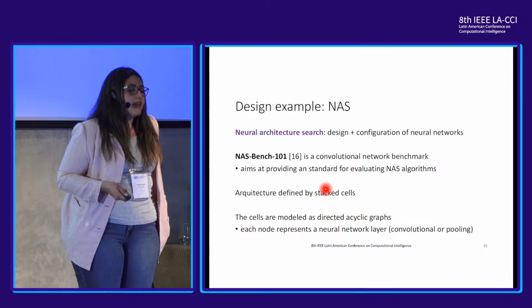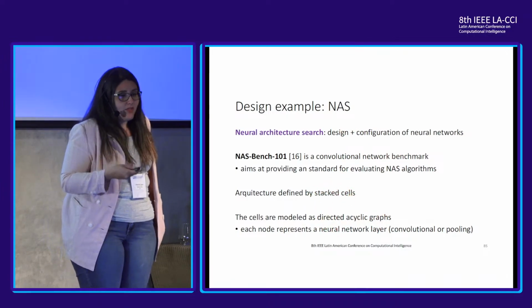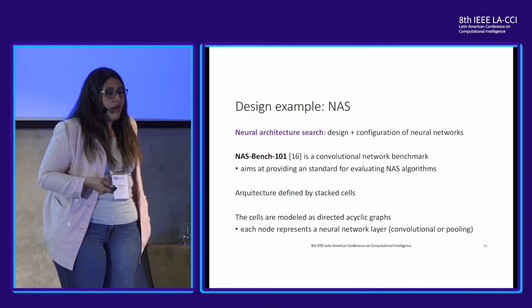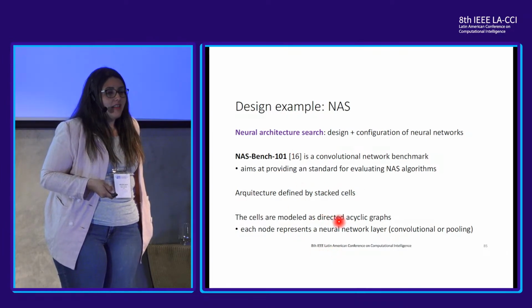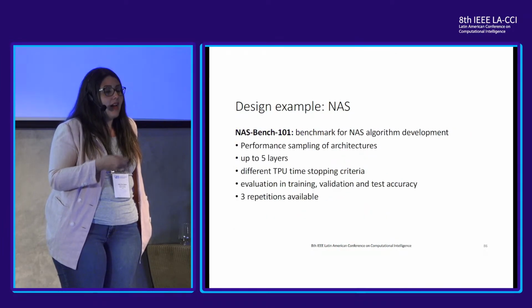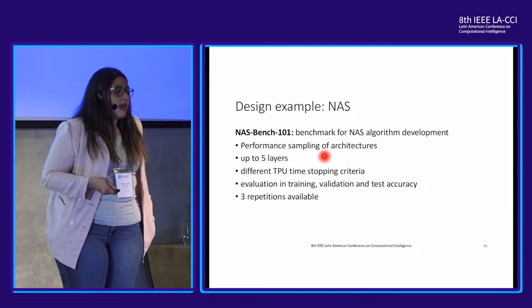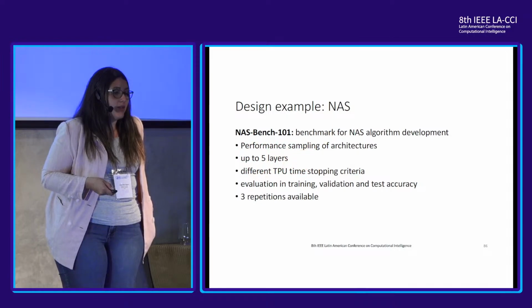And then the architecture is defined by the stack cell. This is just defined by the developers of this benchmark, right? The cells are modeled like a directed acyclic graph, and they represent each node as a layer of the network, right? What is this NASBench benchmark characteristic? They sample the performance of these architectures. They define that there will be up to 5 layers in this benchmark, right?